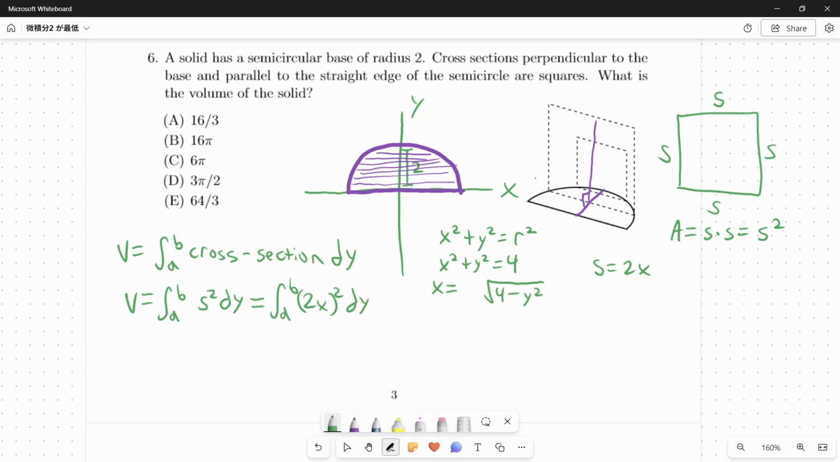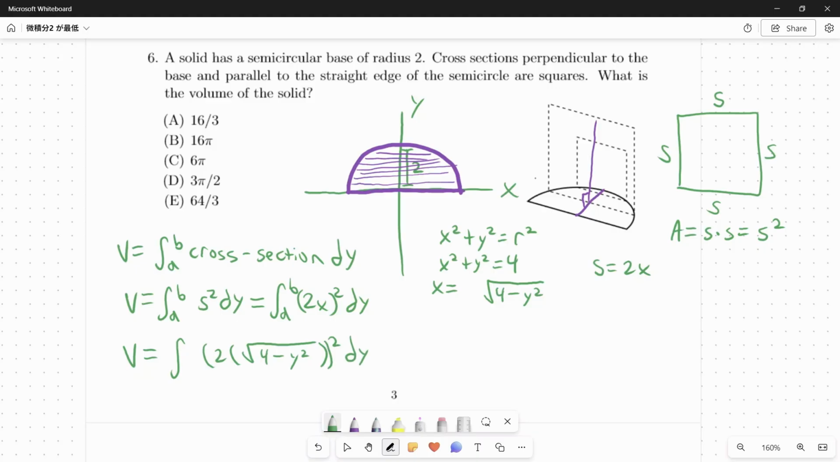So our volume formula is ultimately going to be equal to the integral of 2 times the square root of 4 minus y squared, like so, with respect to y. And then all we have to do from here is figure out what our integrating boundaries are going to be. And for that, that's not going to be too bad. I mentioned that we're integrating with respect to y because that's perpendicular to the cross-sectional area.